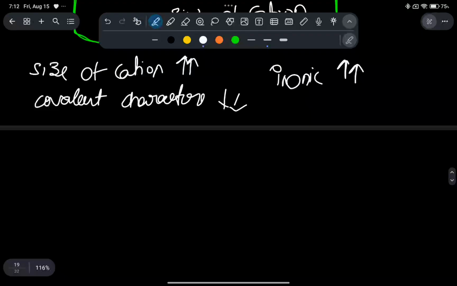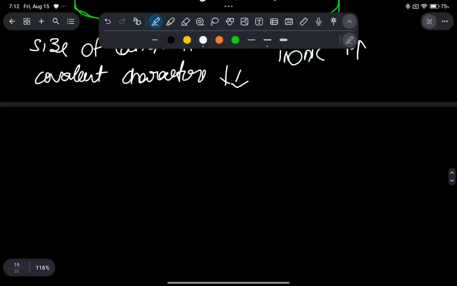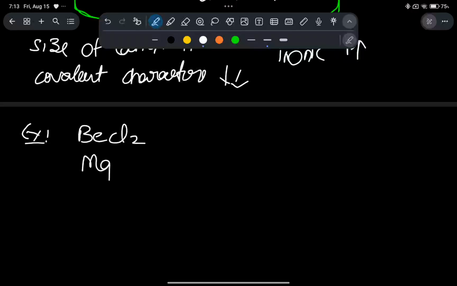If you remember the factors of the ionic bond, it is very useful for polarization also. If you use the ionic and covalent bond factors here, it is very easy to understand polarization; no need to memorize it. Let us see some examples so that you can see: BeCl2, MgCl2, CaCl2.